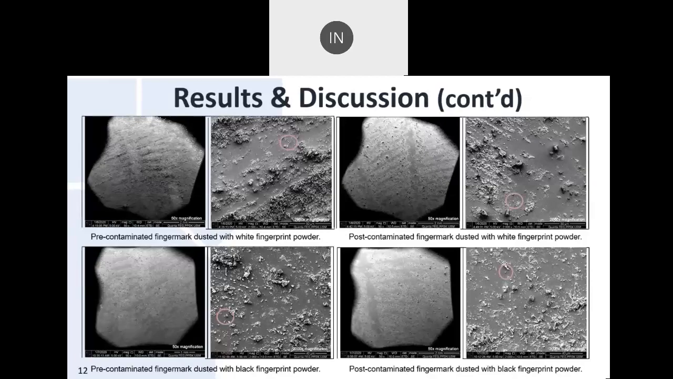There were not much differences once the contaminated finger marks were dusted with fingerprint powder, either with white or black powder. The ridges and non-ridges area could still be differentiated, and the crystal structures of the methamphetamine salt could be visualized at 2000 times magnification. And as you can see on the slide, the crystals were marked in the circles as well.